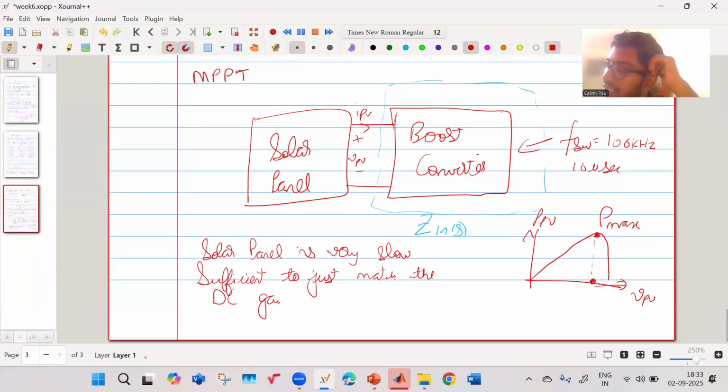You can just match the DC gain, it is fine. All those S terms, their impact comes at very high frequency, and anyway your solar panel is operating slow, so it will not affect the boost converter so much because your solar panel changes very slowly. Okay. And this is for MPPT.